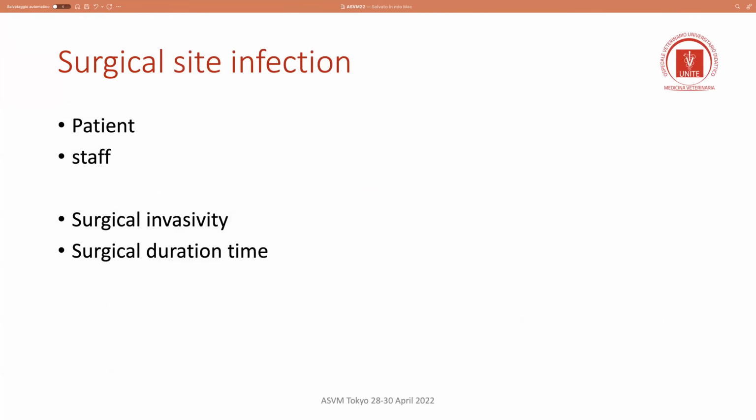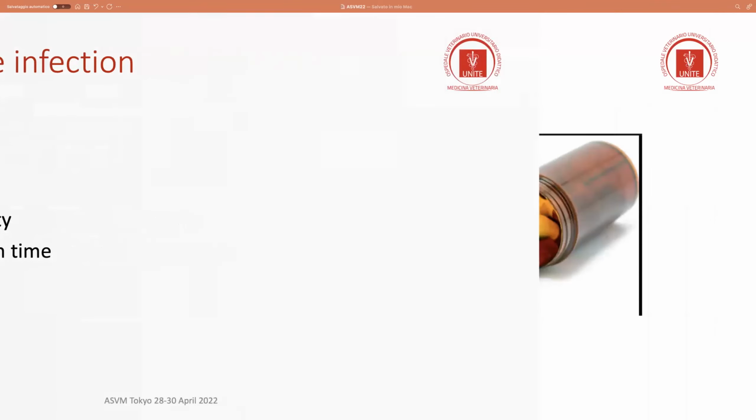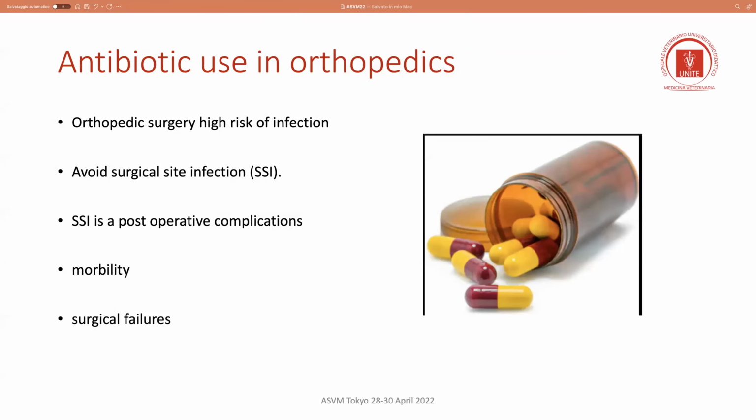So the surgical site infection is basically spread by the patient. Of course, it may be spread by the staff and surgical equipment as well, and may also be related to the surgical invasivity and the surgical duration time. So actually, what can we do in terms of prevention of surgical site infection?